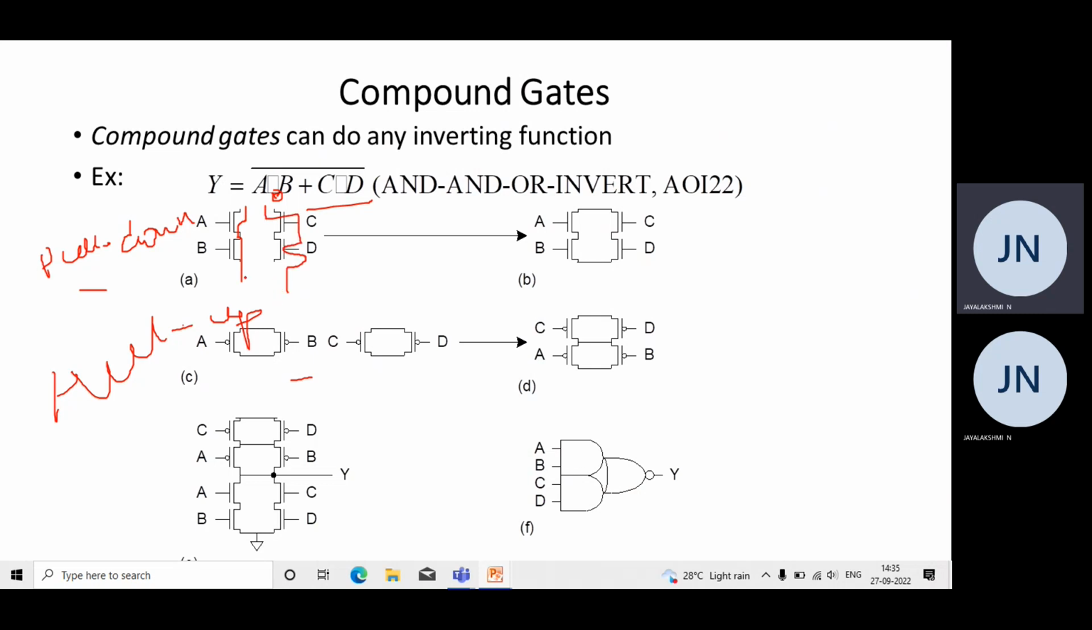Now the pull-up network. For A and B, you need to connect the PMOS transistors in parallel. Here also for C and D, the pull-up PMOS transistors should be in parallel. Next, you need to combine this pull-up network and the pull-down network.